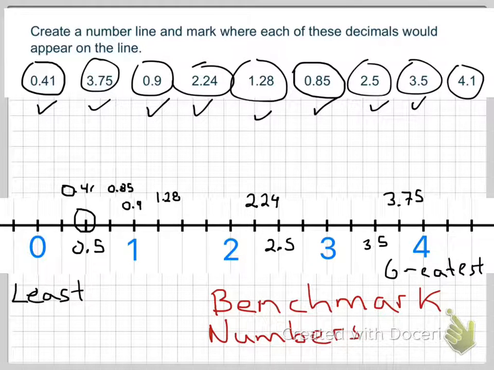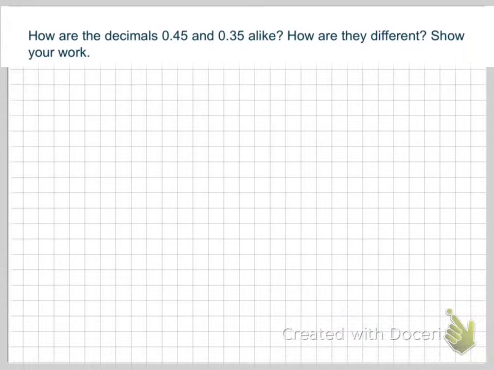And then my last number, 4 and 1/10. That's going to be right after the number 4, because it's very close to the whole number 4. Okay, there we go. I think that my number line looks fabulous.